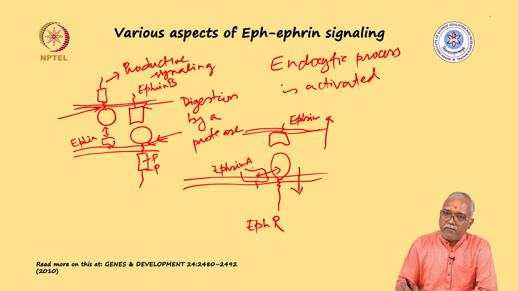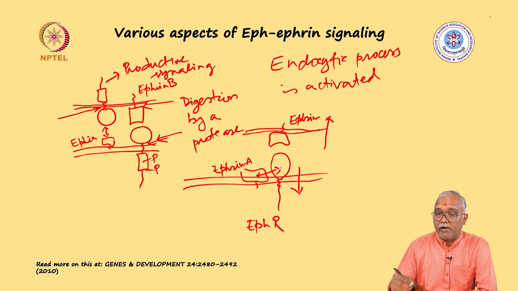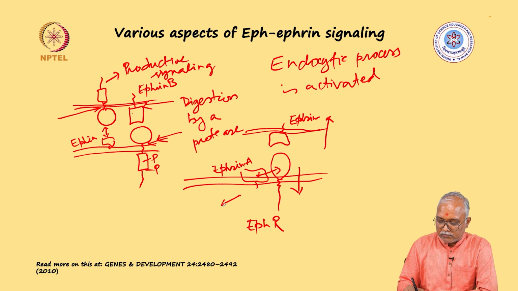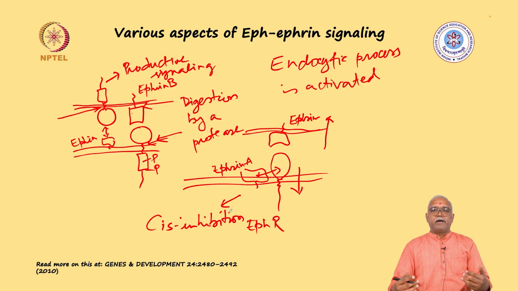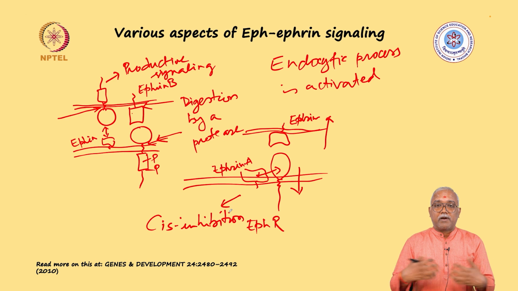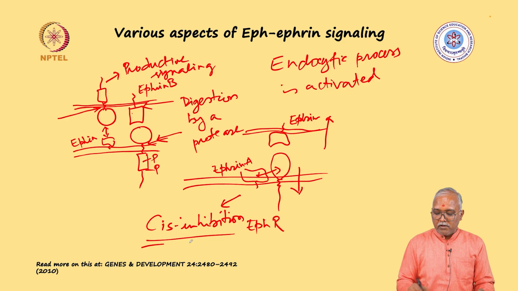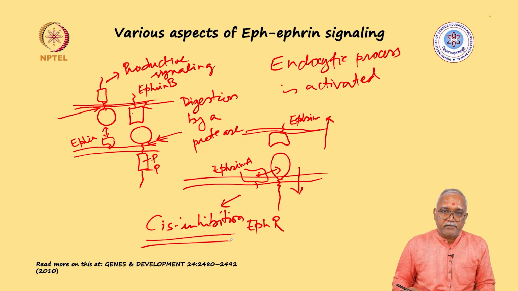So the presence of cognate ligand in the vicinity of the EPH receptor and engaging in this kind of EPH-Ephrin binding on the same cell leads to inhibition of signaling, and this is called cis inhibition. So it will not get into the signaling further. Like I said, productive signaling will lead to the repulsion. So if cis inhibition happens, productive signaling will not be there.